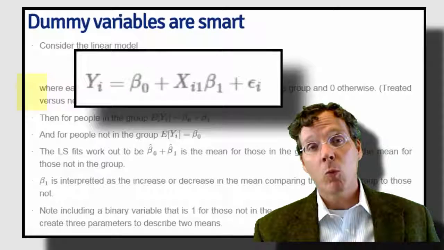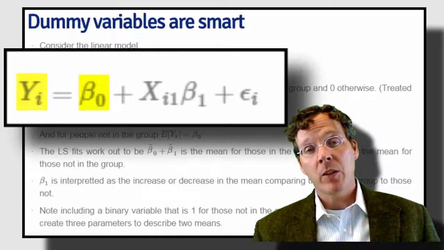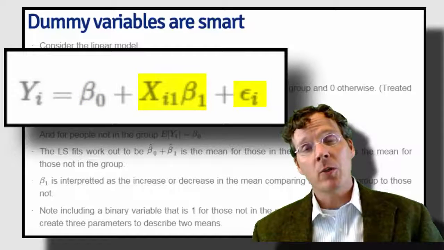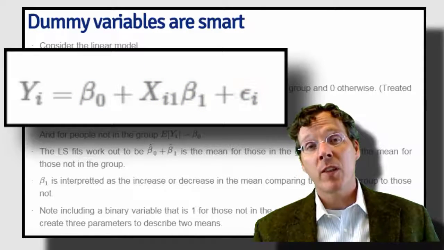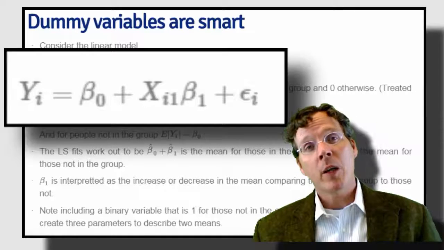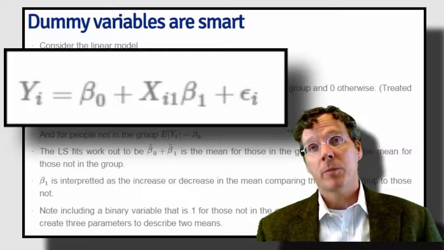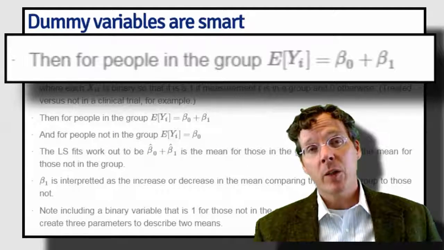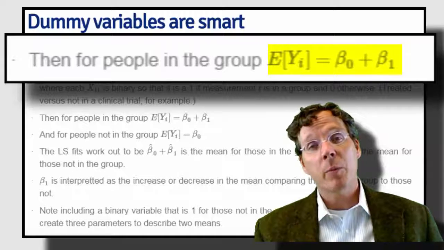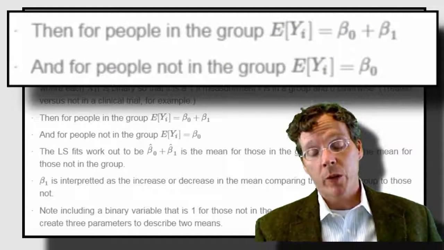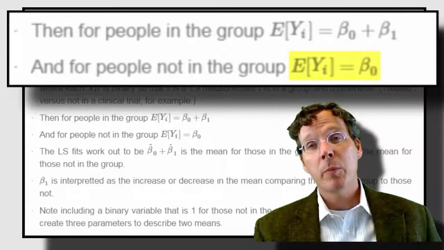So here I have my model: y, my outcome, is beta naught, an intercept, plus x times beta 1 plus an error term. Here now my x only takes the value 0 for, let's say, people in a control group, and 1 for, say, people who received a treatment. Then for the people who received the treatment, where their x value is 1, their mean is beta naught plus beta 1. For the people in the control group, where their covariate x is 0, their mean is beta naught.